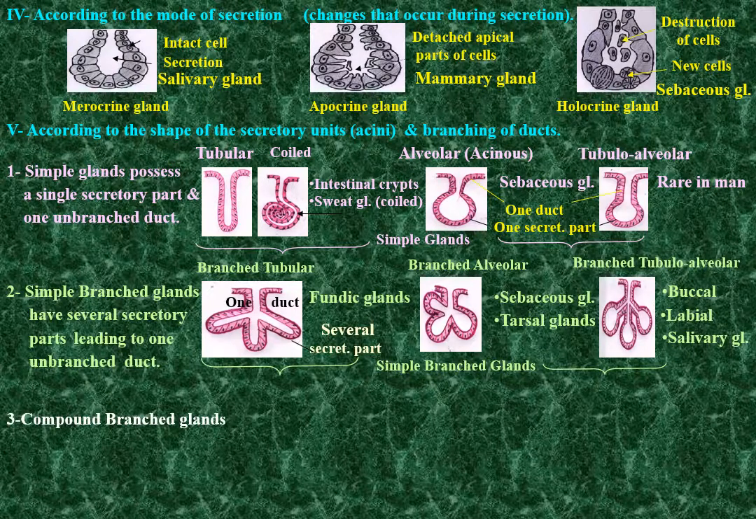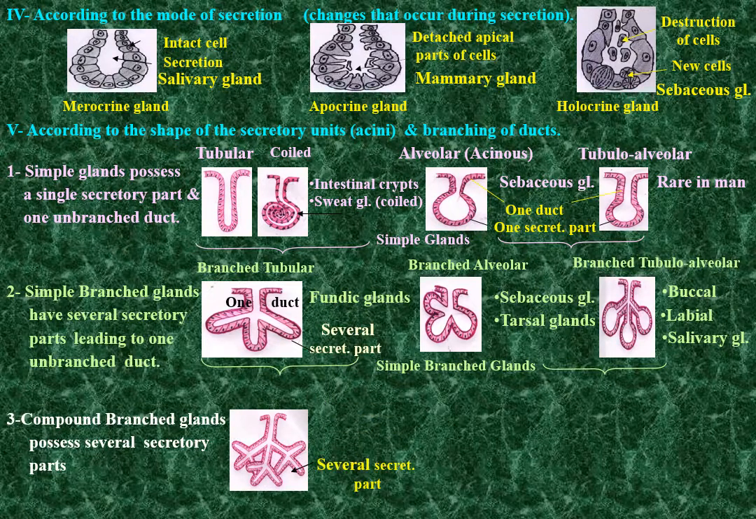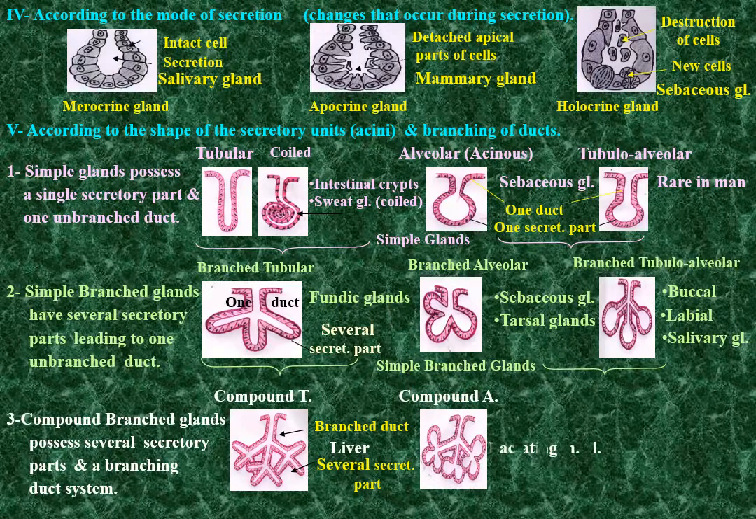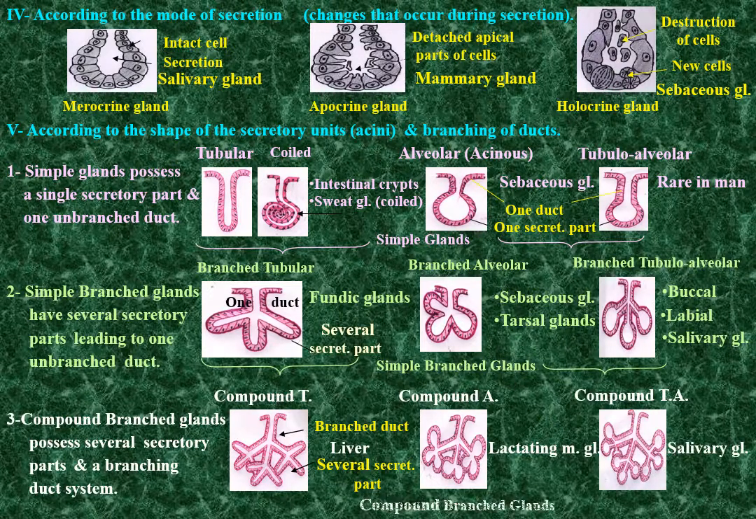Compound glands or compound branched glands possess several secretory parts and a branching duct system. Compound tubular glands, as in the liver. Compound alveolar glands, as in the lactating mammary gland. Compound tubulo-alveolar glands, as in the salivary glands.